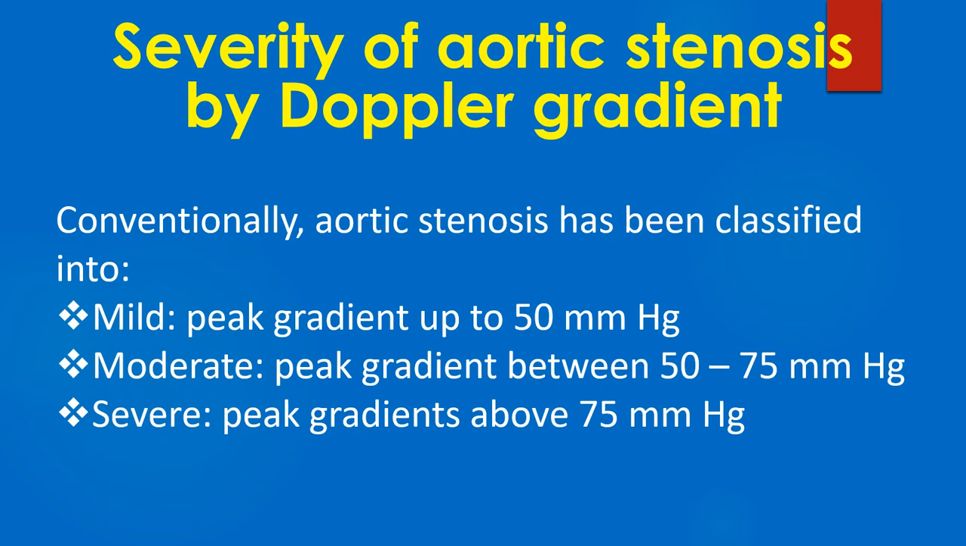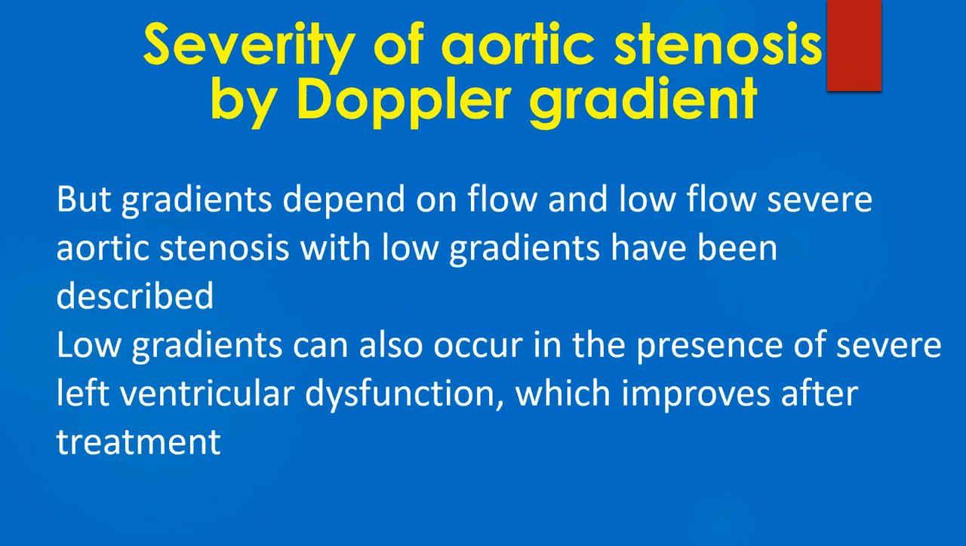Conventionally, aortic stenosis has been classified to mild with peak gradient up to 50 millimeters of mercury, moderate with peak gradient between 50 to 75 millimeters of mercury, and severe with peak transvalvular pressure gradients above 75 millimeters of mercury. But gradients depend on flow, and low flow severe aortic stenosis with low gradients have been described. Low gradients can also occur in the presence of severe left ventricular dysfunction, which improves after treatment.